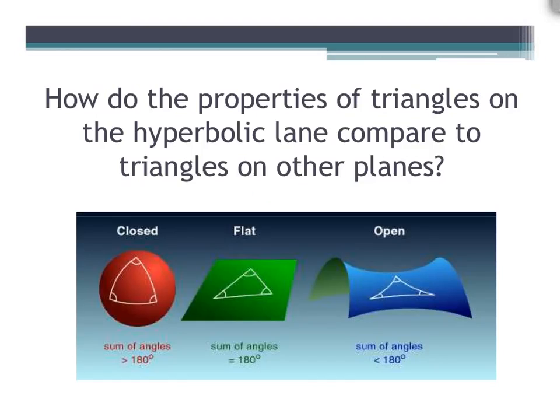Spherical triangles lie on a finite plane with curvature. These triangles have an angle sum range of 180 to 540 degrees. Triangles that lie on the Euclidean plane have no curvature and have angle sums of exactly 180 degrees. Hyperbolic triangles, in comparison, lie on an infinite plane that also has curvature. Therefore, these triangles will always have angle sums of less than 180 degrees and can also be extended infinitely.